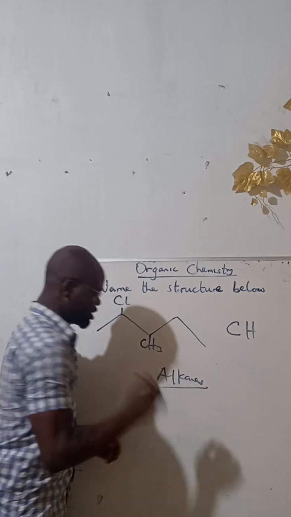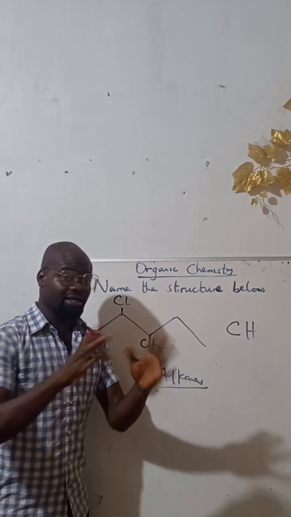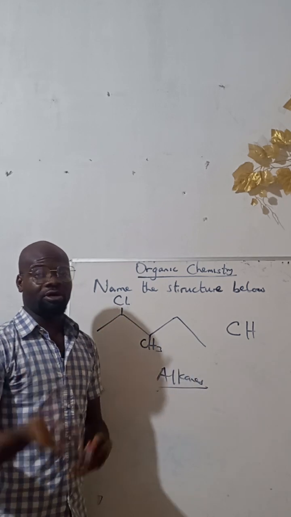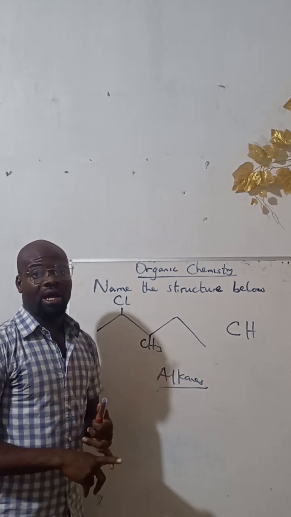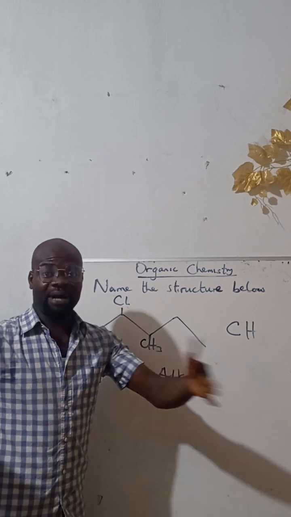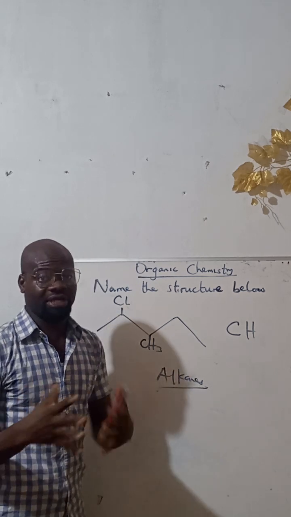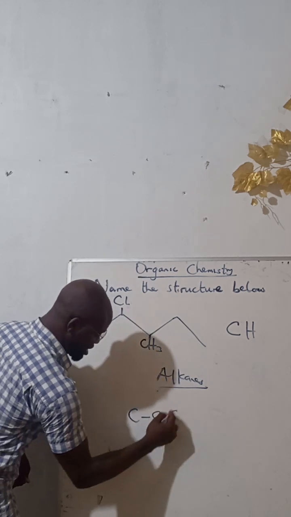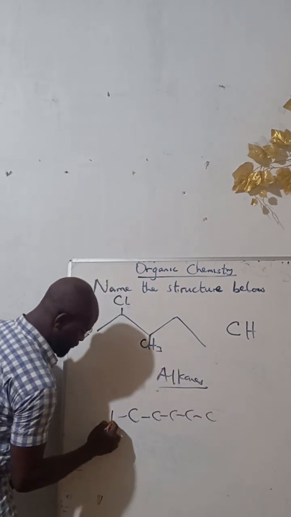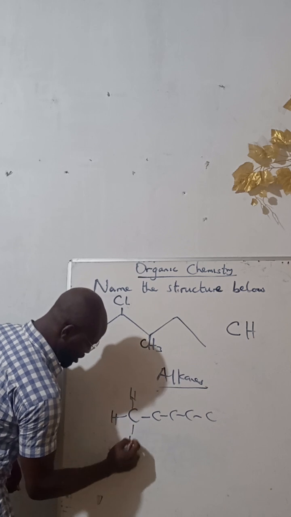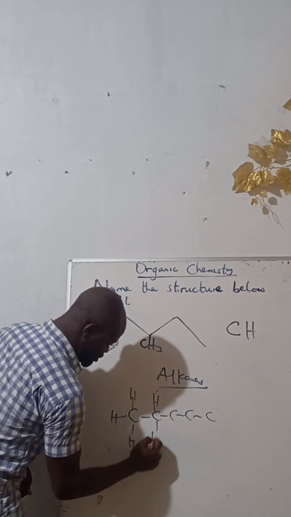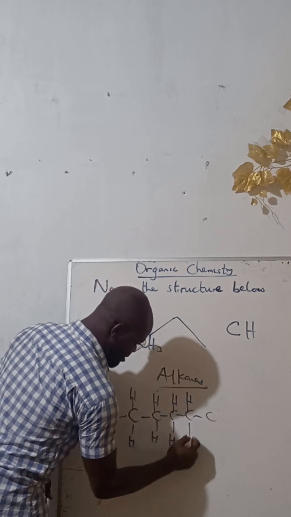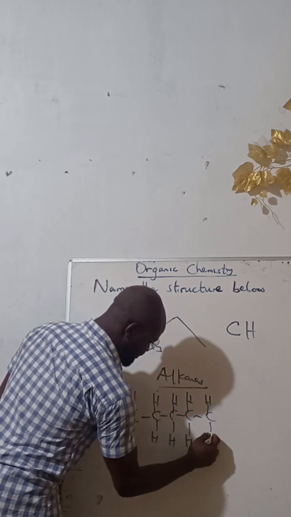Let me not say alkane, let me say generally, we can have structures in three ways, or more than that. We can have our structure in expanded form. Let's say we have something like this: we have H, H up and down, H. Something like this is an expanded form.